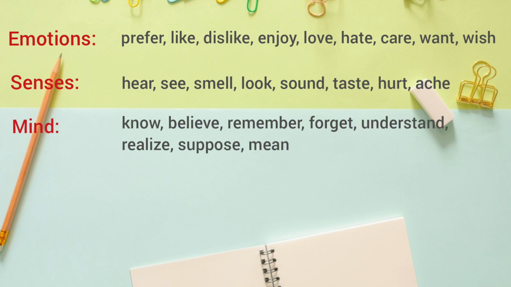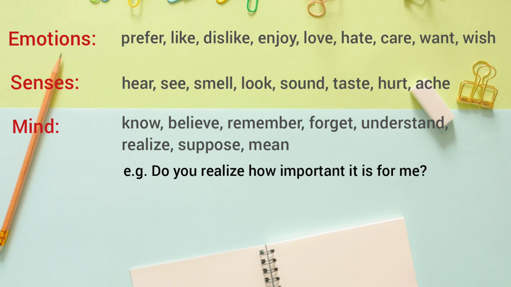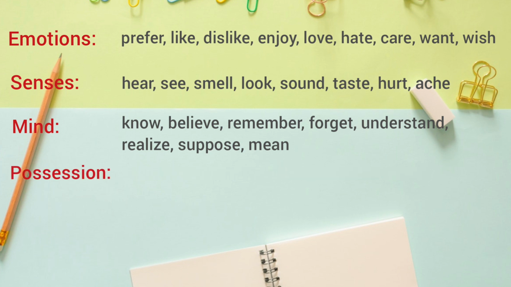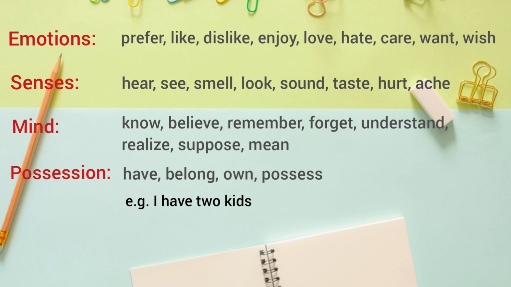Verbs of mind: know, believe, remember, forget, understand, realize, suppose, mean. For example, you will ask, what do you mean? Or do you realize how important it is for me? Or sorry, I don't remember your name. Verbs of possession: have, belong, own, or possess. So you would say, I have 2 kids, or it doesn't belong to you, or he owns a nice apartment. You wouldn't say he's owning or I'm having 2 children normally.